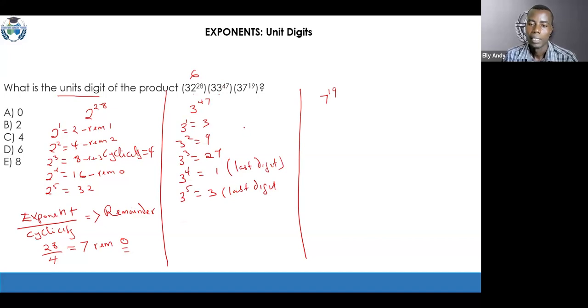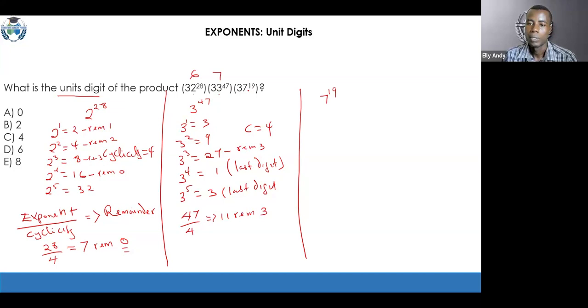So again, the cyclicity is 4. 1, 2, 3, 4. So exponent divided by cyclicity, we have 11, remainder 3. So remainder 1, remainder 2, remainder 3. That means 33 raised to power 47 will give us a unit digit of 7.